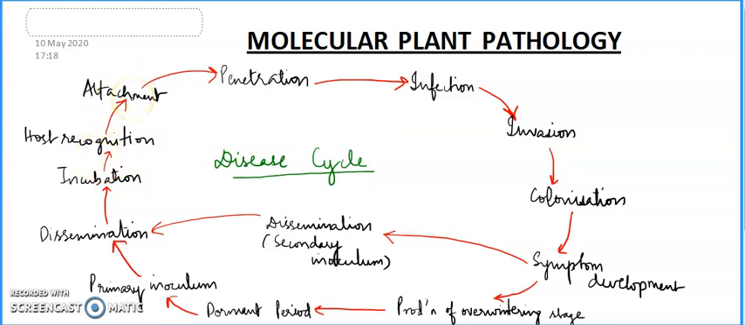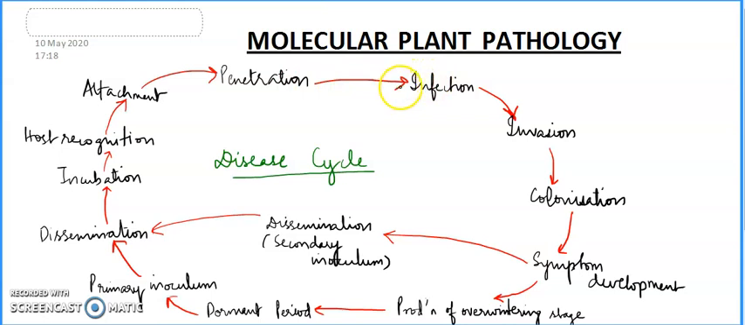Attachment or adhesion is the next step, wherein the organism has to attach to the particular host. So it is not enough if it just recognizes it, it has to even attach to that particular cell. After the attachment, the organism has to penetrate inside the host. Now from the penetration, the infection starts. So once the organism has penetrated and got inside the host plant, it establishes the infection.